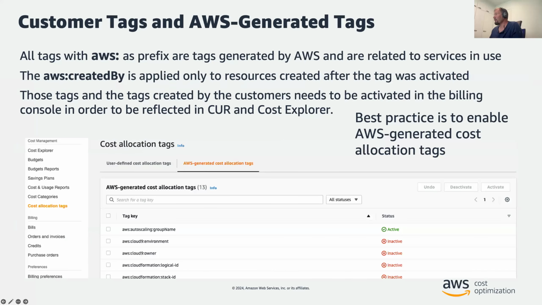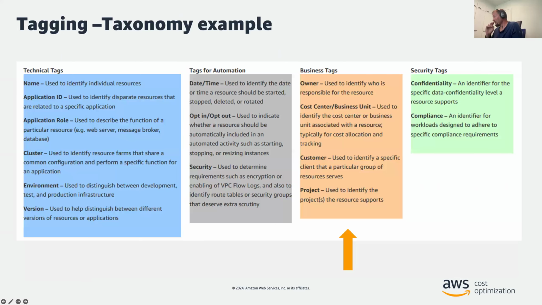Next slide. This is pretty much just showing from the console how the AWS generated tags would look, the ones you don't need to generate yourself, but are there. Next slide gives us a view into what kind of tags you would expect to see on your resources and what kind of use cases.